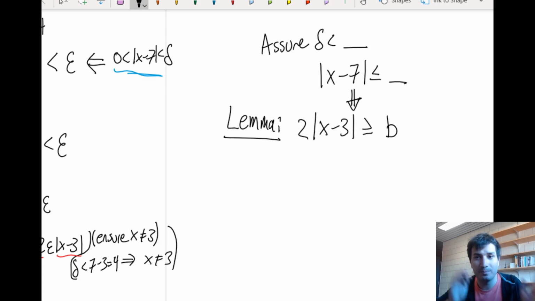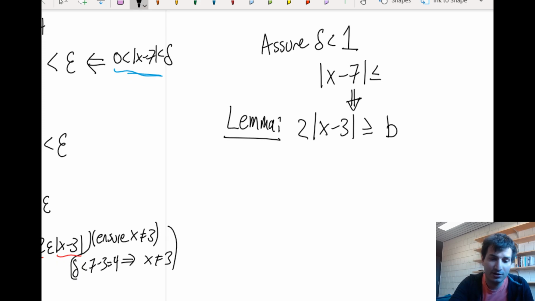So we just have to pick a value, and you can pick a value and try it. So what I'm going to do is try the value 1, which is always a good guess. Let's try 1. Assume delta less than 1. Actually, guys, look, we're already assuming delta is less than 4. Why don't we stick with that? Let's assume delta is less than 4.